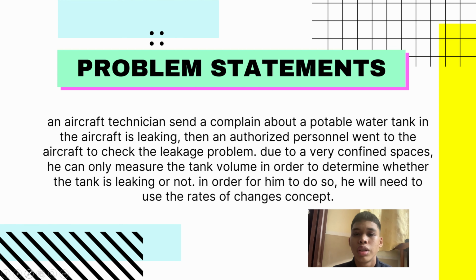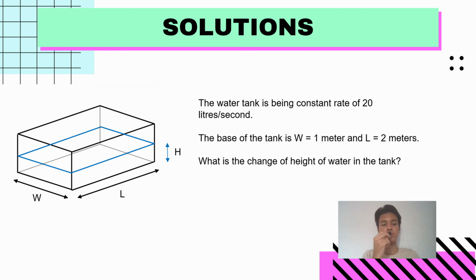A technician sent a complaint about a portable water tank in the aircraft leaking. Then an authorized personnel went to the aircraft to check the leakage problem. Due to very confined spaces, he can only measure the tank volume in order to determine whether the tank is leaking or not. In order for him to do so, he will need to use the rate of change concept. For my part, I'm going to explain the solution for this problem.